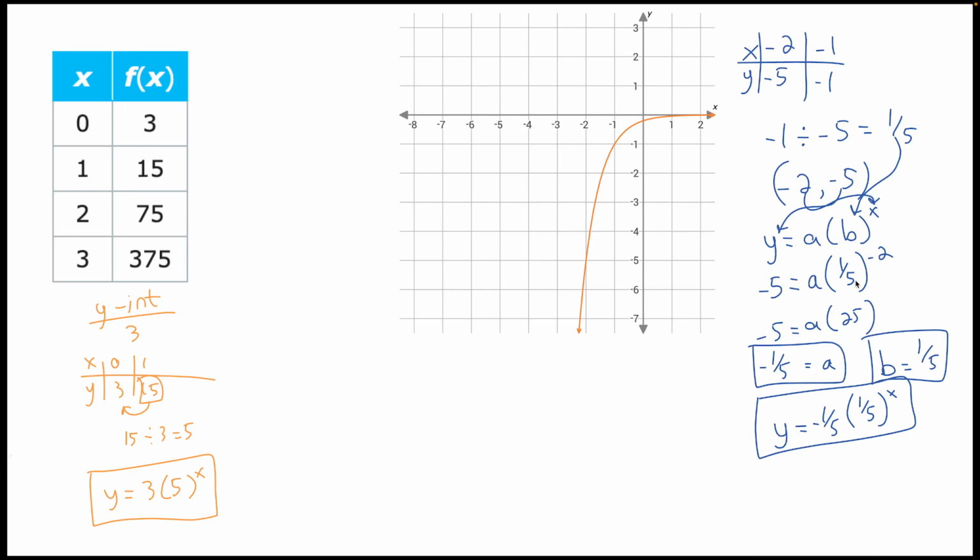You may have gotten, if you got here, 1/5 to the -2nd power. If you're not familiar with negative exponents, I would say just plug that into a calculator, and that gives you 25.